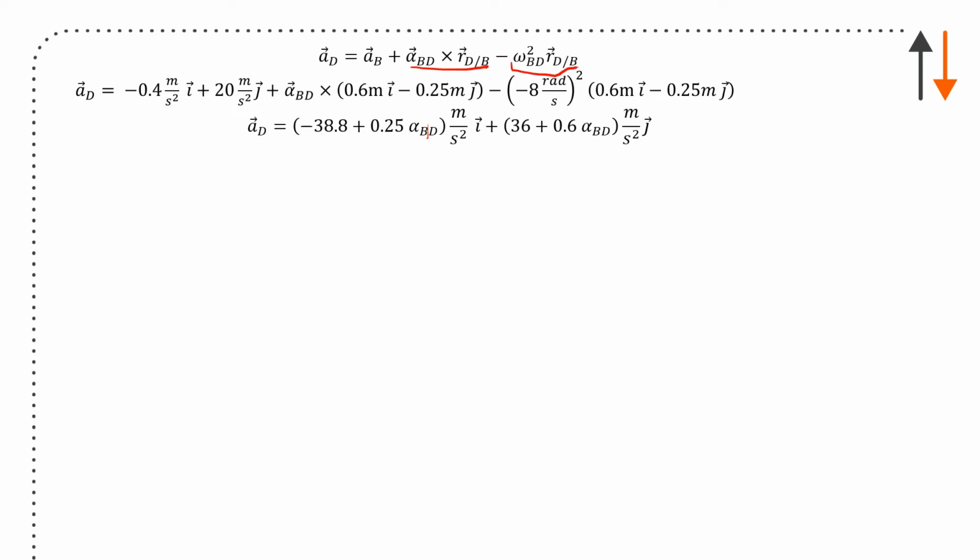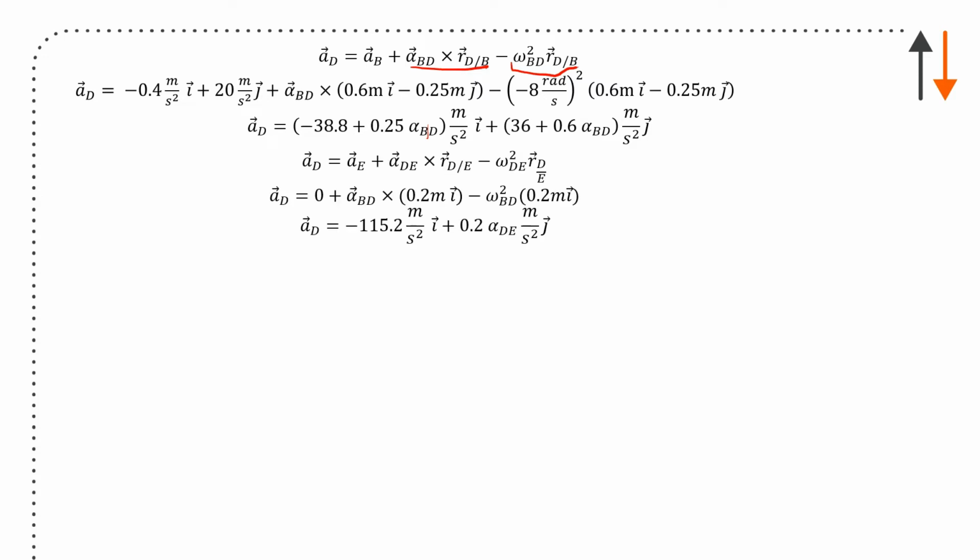Substituting in numbers, I get an expression in terms of alpha BD, and I can put those values in. Same thing with acceleration of D with respect to point E. Do the same sort of calculation, get another set of numbers. The difference is now I have two equations, 1 and 2, with two unknowns. Acceleration D equals acceleration D. It can never change because it has to be the same at a point.